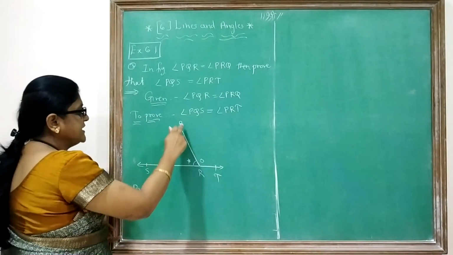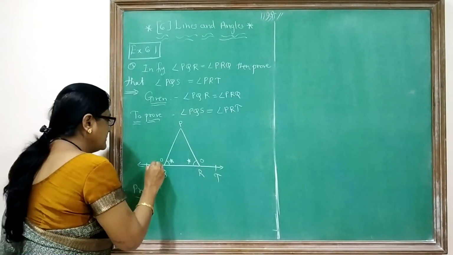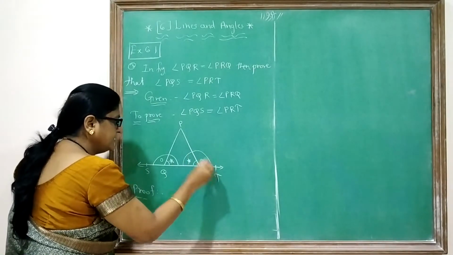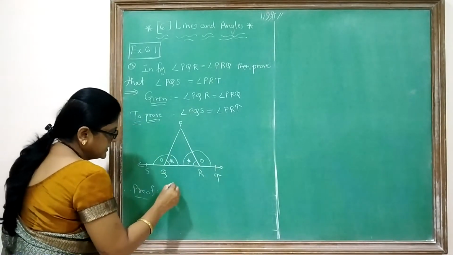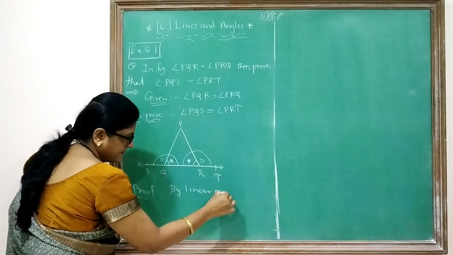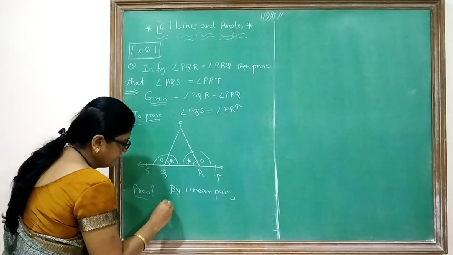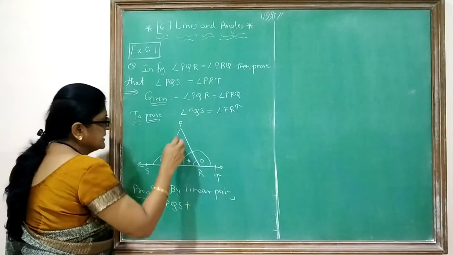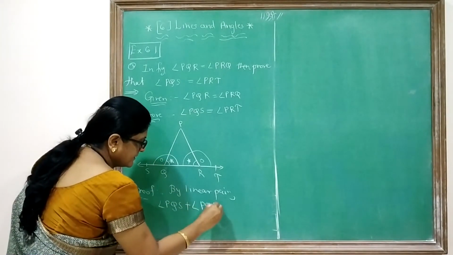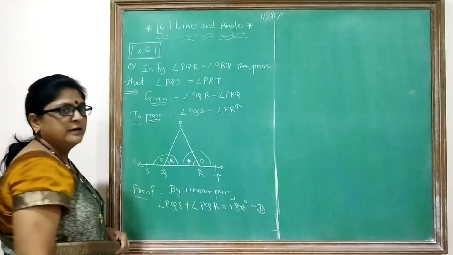Then your proof. Here this triangle stands on a line ST. Means you will write here linear pair, here also linear pair. Then which type you can write? Linear pair. This angle PQS plus angle PQR equal to what? 180 degree, and this is your equation 1.